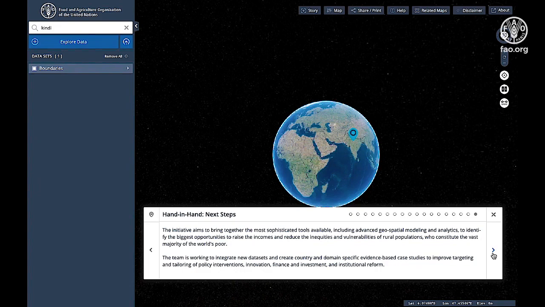Next steps for Hand in Hand. The initiative aims to bring together the most sophisticated tools available, including advanced geospatial modeling and analytics, to identify the biggest opportunities to raise the incomes and reduce inequities and vulnerabilities of rural populations, who constitute the vast majority of the world's poor. The team is currently working on integrating new datasets and creating country and domain-specific evidence-based case studies to improve targeting and tailoring of policy interventions, innovation, finance and investment, and institutional reform.